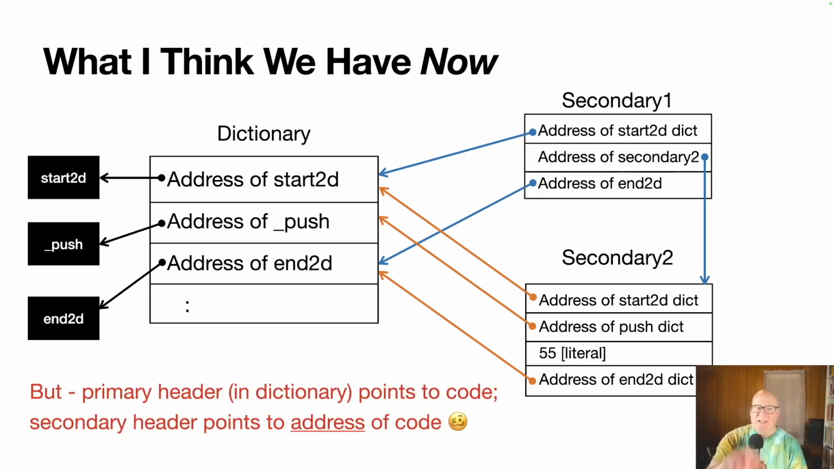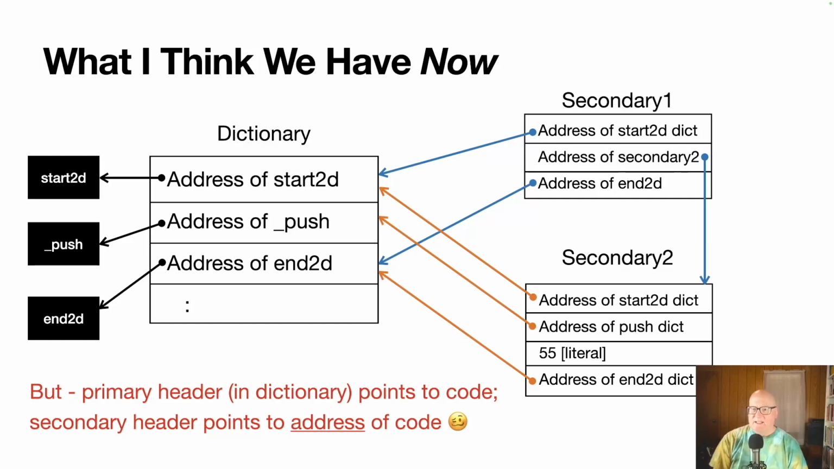Okay, the problem is the primary header in the dictionary points to code like it's supposed to. The header of a word or of a routine is supposed to point to the code that corresponds. But notice our secondary, it has the address of the dictionary entry, which is not the address of the code. It's got one pointer too many. And so I think we're trying to dereference start2d dict as if it were a routine address, where it's really an address that contains a routine address.